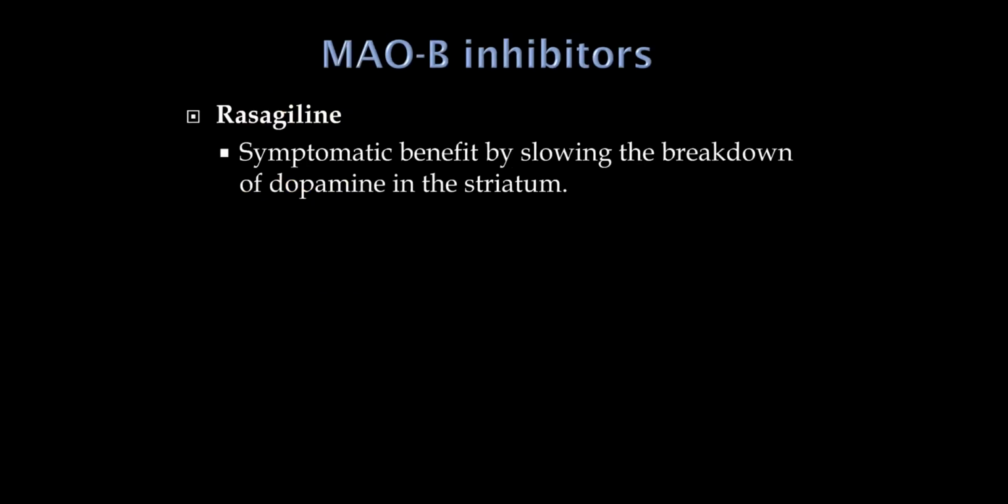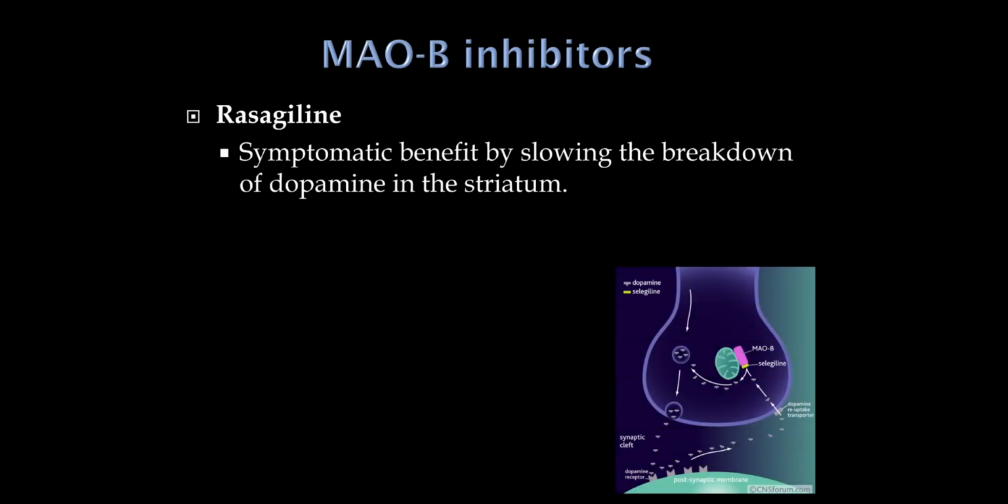So rasagiline is the MAOB inhibitor that is used now. Selegiline is still on the market, but I think people are almost exclusively using rasagiline. So it does break down. Here we can see dopamine being released, stimulating dopamine receptors, being taken up, and here it gets broken down by monoamine oxidase B. So selegiline or rasagiline inhibits that. So you get a little more dopamine. Very, very mild benefit. Many neurologists I know don't prescribe this anymore because it just doesn't do a whole lot.